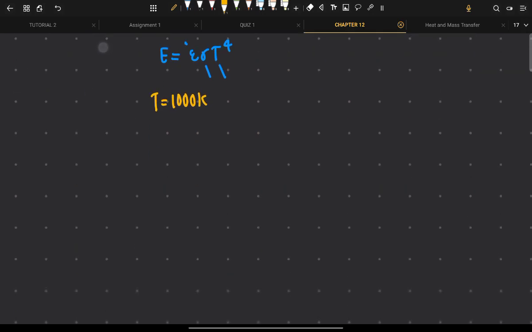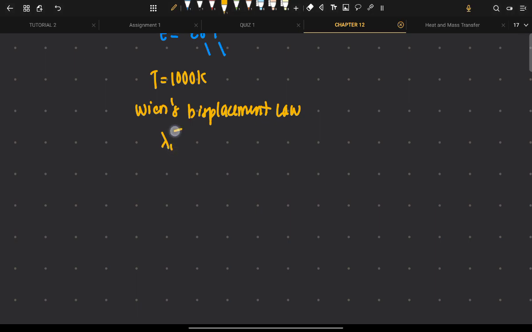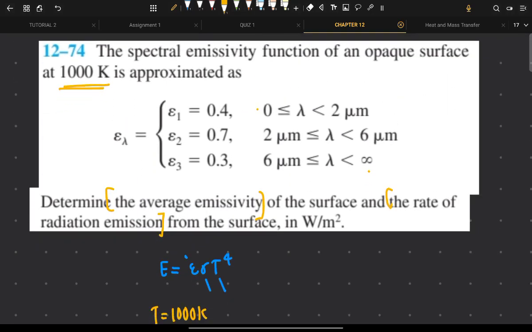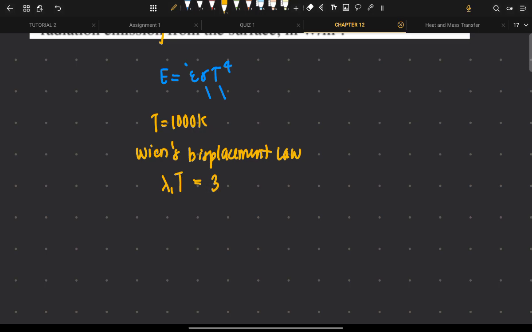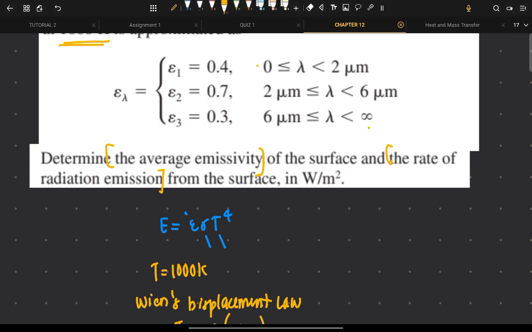To get the average emissivity, here we know that T equals 1000 Kelvin. So using the Wien displacement law, the equation will be lambda 1 T. So lambda 1 will show here, which is 3 times 1000, so you get 3000. So we know also here, this is 2, which we can conclude because it is in the range of lambda.